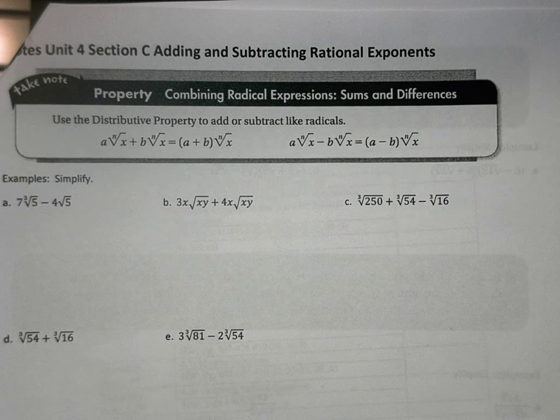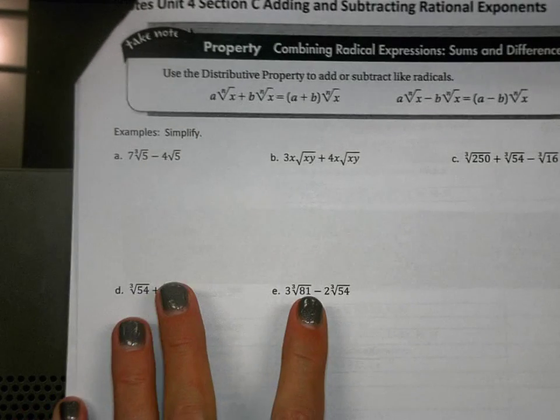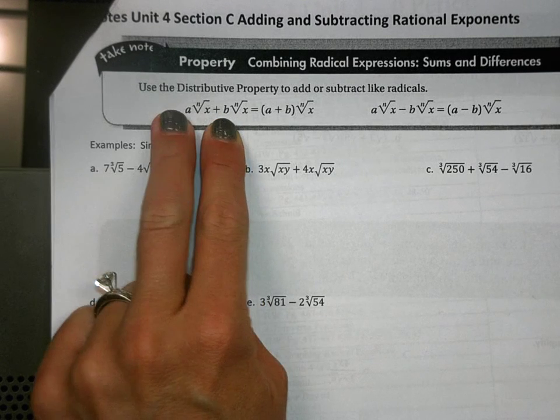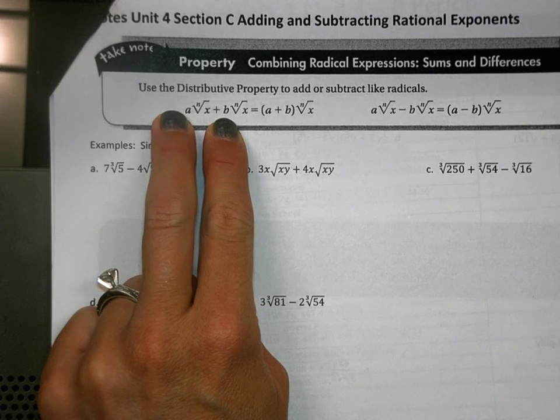Math 3, Unit 4, Section C, or 4.3. So we're talking about adding and subtracting rational exponents. The first thing that we need to pay attention to is, see how this has root n and root n? That means that we can add the parts in front together.